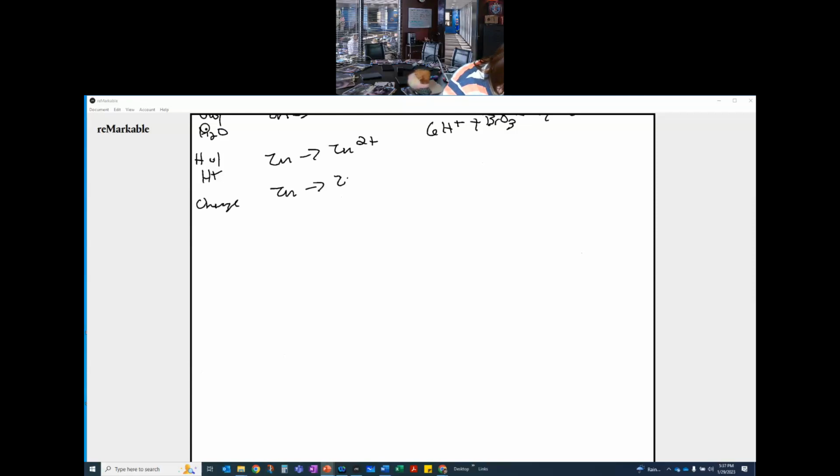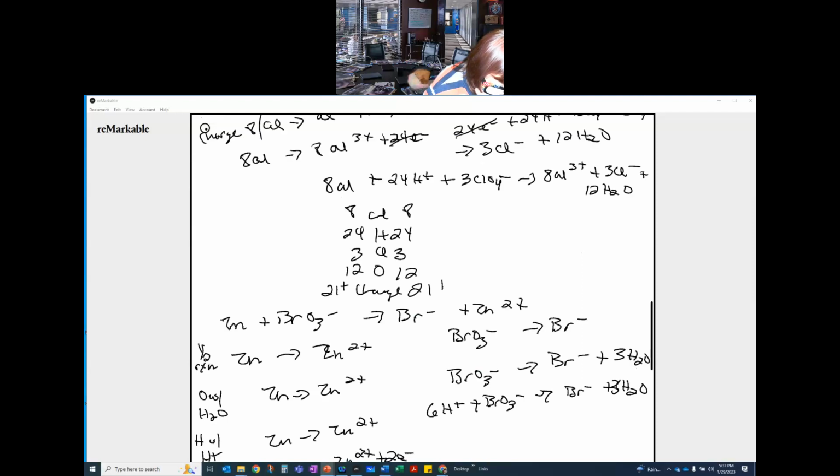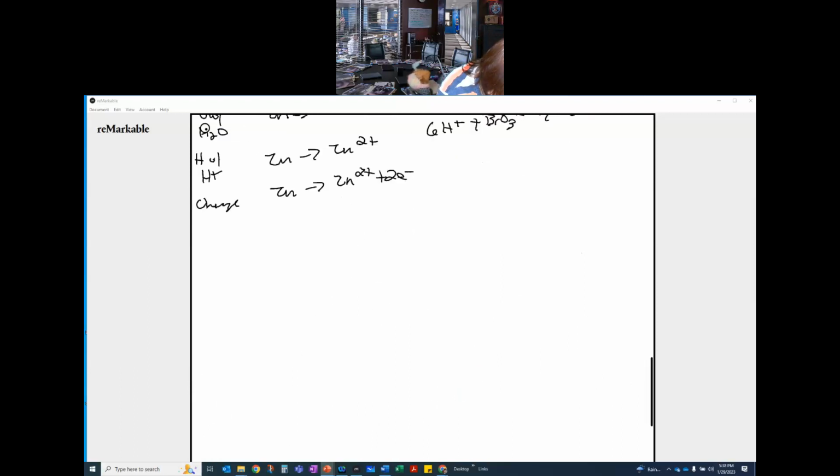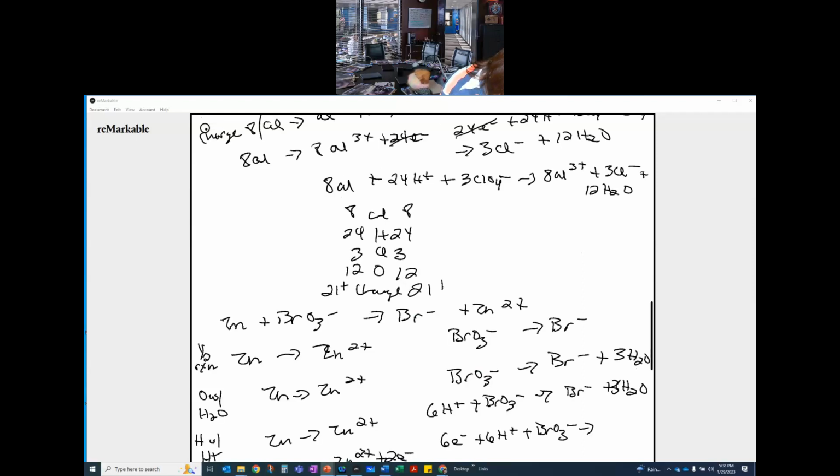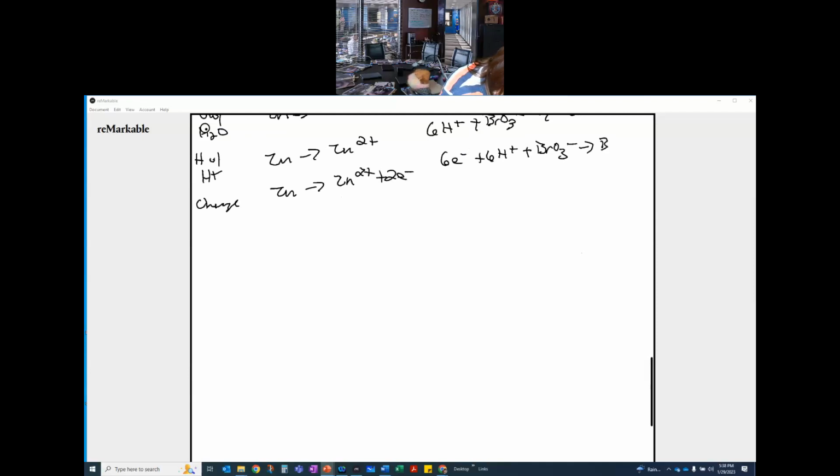Zn goes to Zn2 plus 2e minus to get 0 on that side. I have 6H plus and 1 minus there. I have 1 minus on the other side, so I need to deal with the 6 plus difference. So I'm going to add 6 electrons: 6e minus plus 6H plus BrO3 minus is going to give me, I think, Br minus and 3H2O.